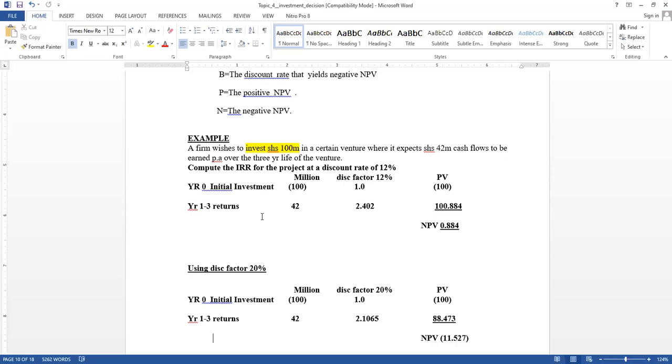So ensure that if the rate given has given you a positive, because at least they will give you one rate. One rate will be given. Then it's you to estimate the rate that will give you the NPV that you require.